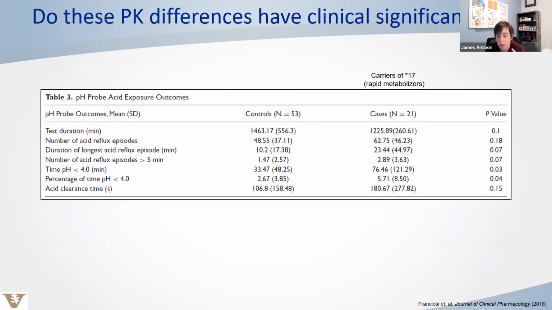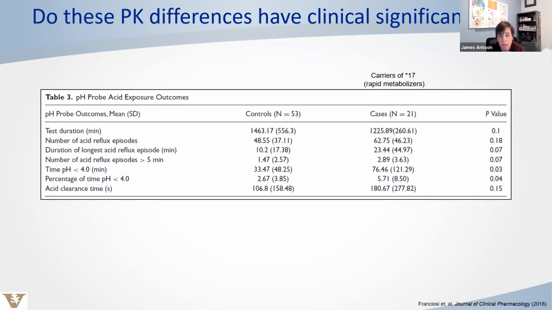Do these pharmacokinetic differences, though, have a clinical significance when it comes to our patients that we're treating and trying to suppress their acid in their stomach? This is a big question because it depends on whether or not we're actually entering and exiting the therapeutic window by having these different CYP2C19 activities.